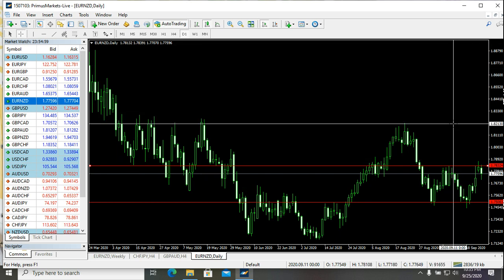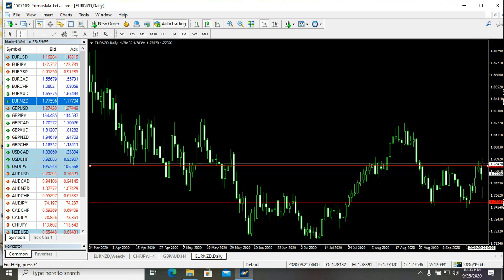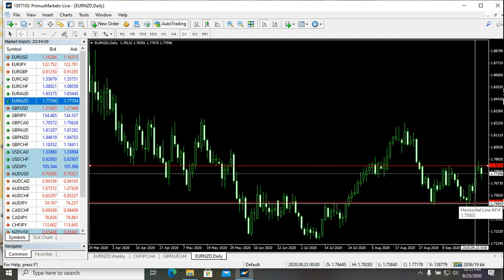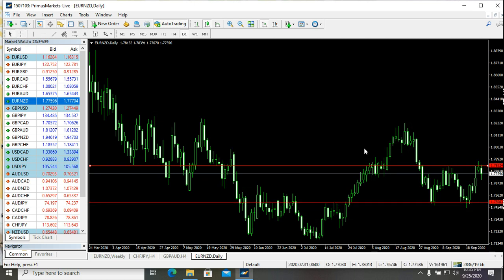But for now, we have either this to be broken, this to be broken for us to take our buy, or we have this to be broken for us to take our sell. So this is what we see on Euro.